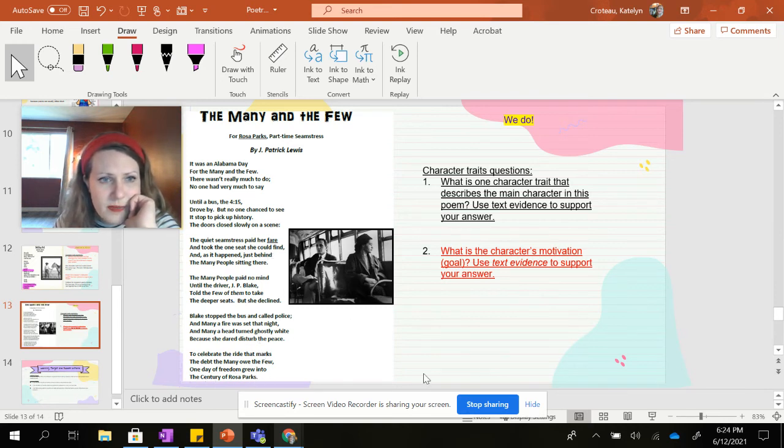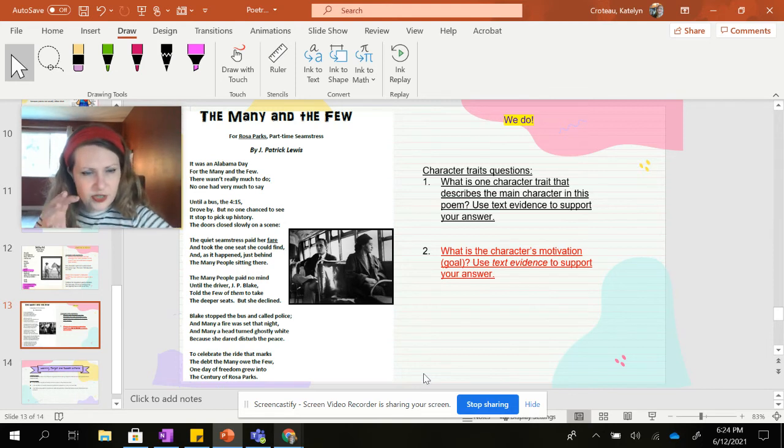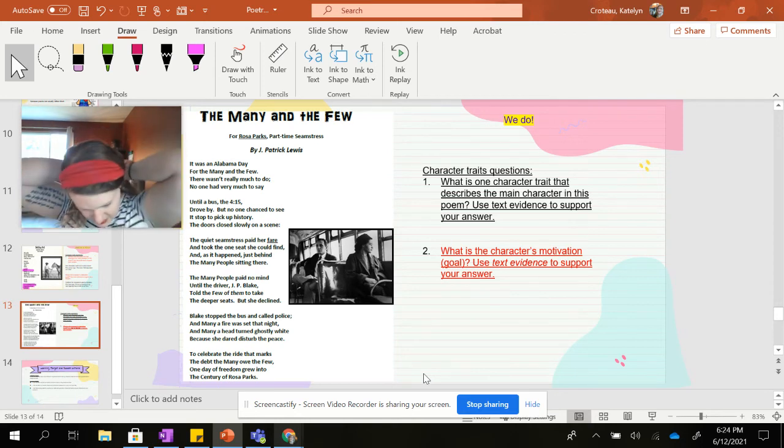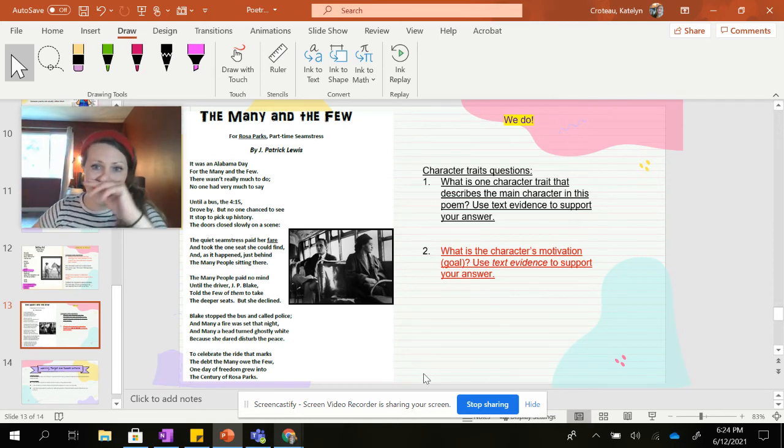So I think what they're saying about the many and the few is that sometimes there's a handful of people that really create change, and those few people make change that then spreads to many people. I think that's what the many and the few lines mean.